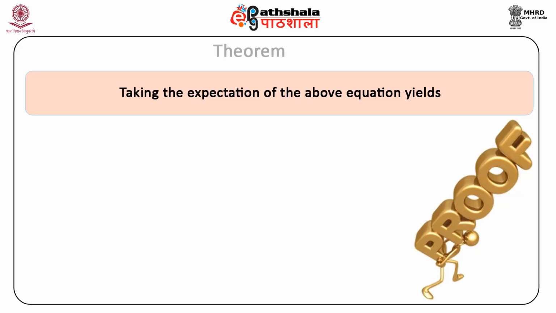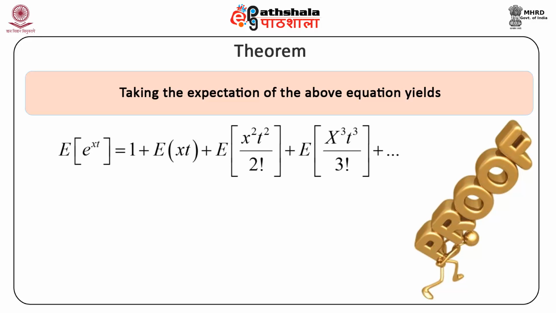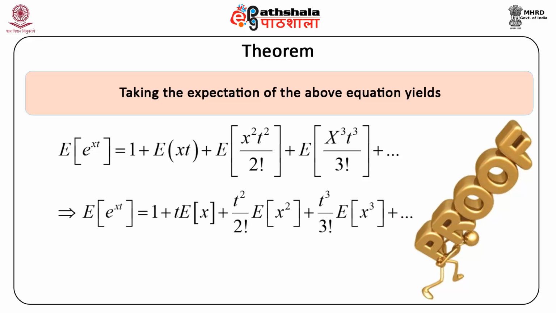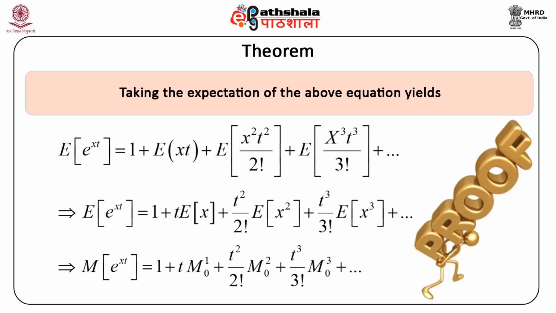Taking the expectation of the above equation yields E[e^(xt)] = 1 + E[x]t + E[x²]t²/2! + E[x³]t³/3!, etc., which is equal to 1 + tE[x] + (t²/2!)E[x²] + (t³/3!)E[x³], etc., which is equal to M_X(t) = 1 + tm_1 + (t²/2!)m_2 + (t³/3!)m_3, etc.